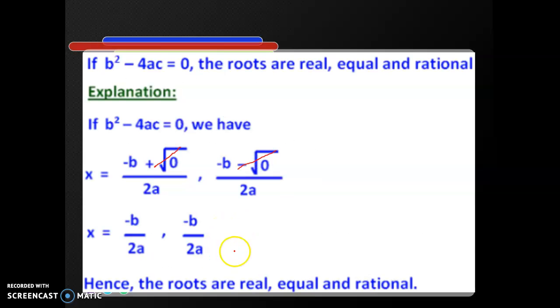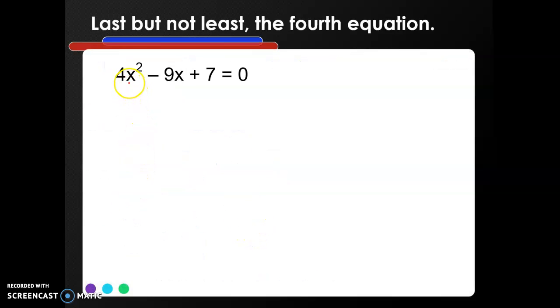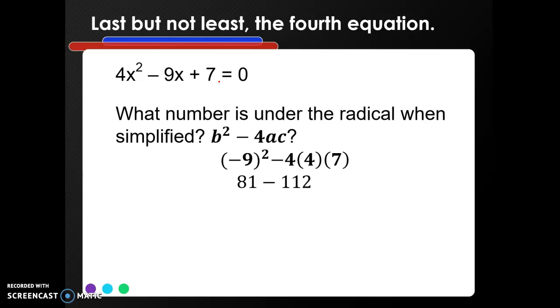Okay? Now let's have the last nature, which is 4x squared minus 9x plus 7 equal to 0. Now, what is the discriminant? Our a is 4, b is -9, c is +7. So -9 squared minus 4 times 4 times 7. This part here is 112, and -9 squared is 81. If you subtract this, you'll get a negative result, which is -31.